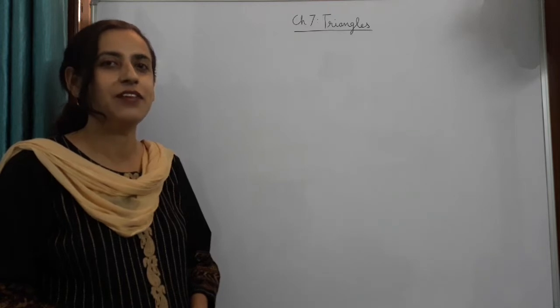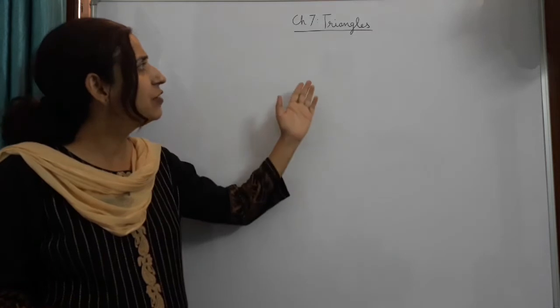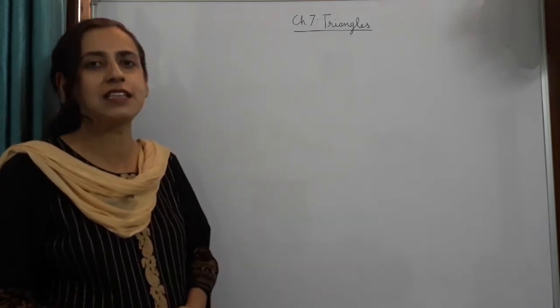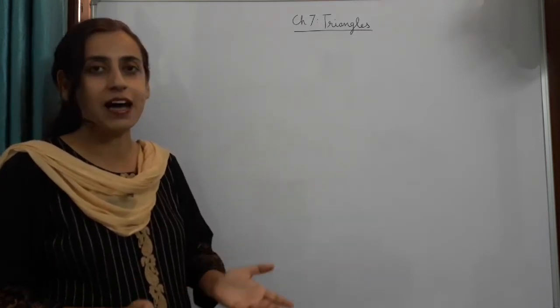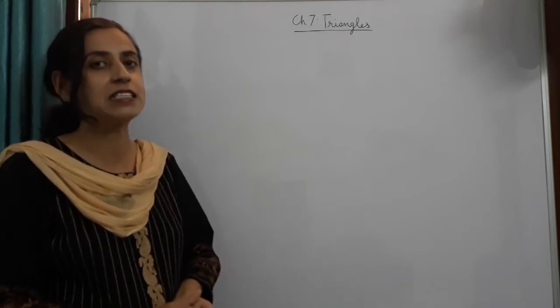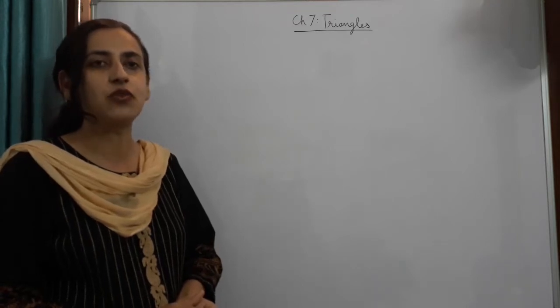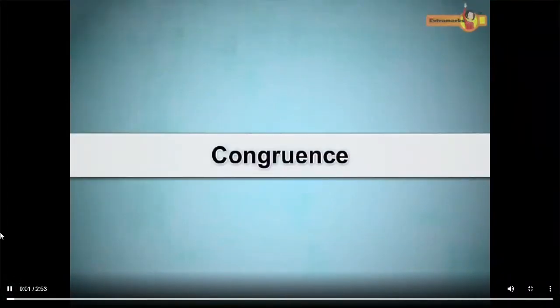Students, today we will start off with chapter 7, triangles. In your previous classes you have already studied about when are two figures said to be congruent. We have studied about the various criteria for congruence of triangles. So let us recapitulate it. Congruence.